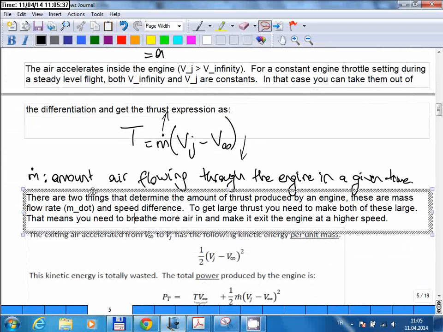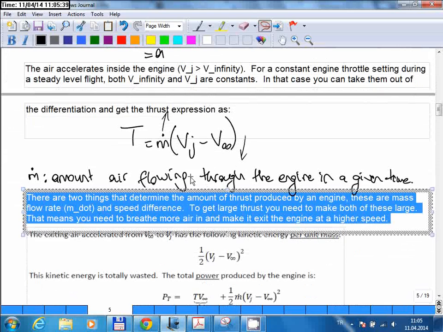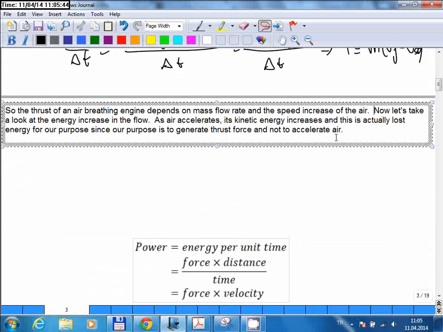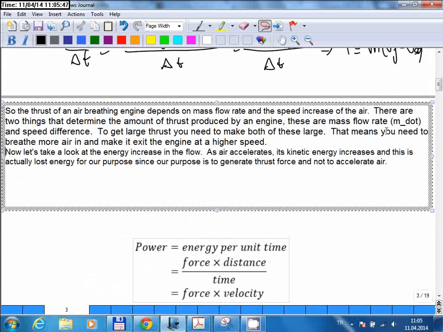So this is a good note, so let me actually add that there. So there are two things that determine the amount of thrust produced by an engine. These are mass flow rate, mdot, and speed difference. To get large thrust, you need to make both of these large. Okay, so if you want to have a very large thrust force, then that means you have to pass a large amount of air through the engine, and also you need to give this air a high acceleration, right? You need to accelerate that air as much as possible.